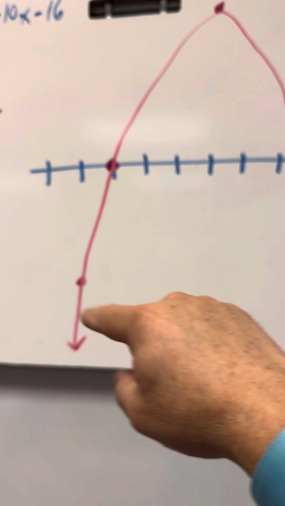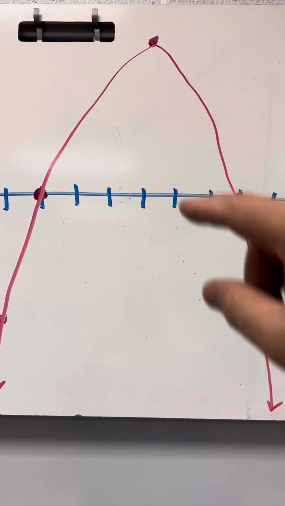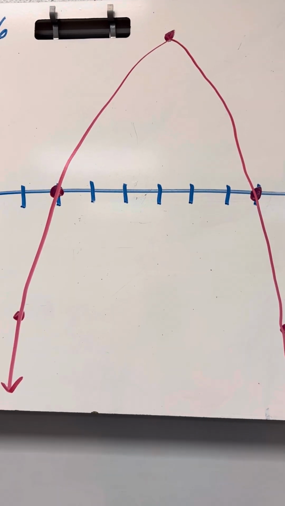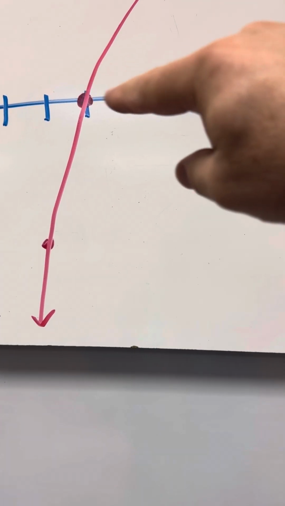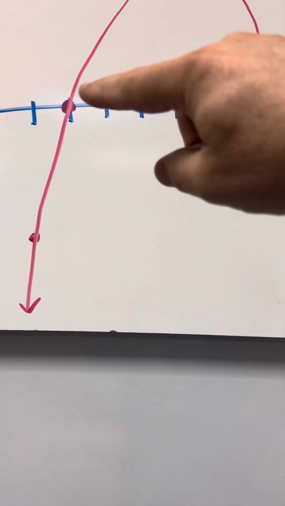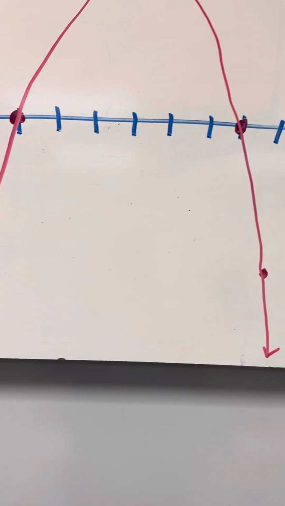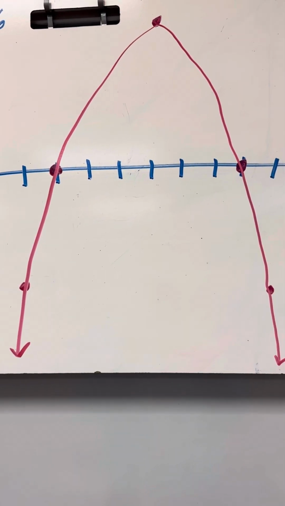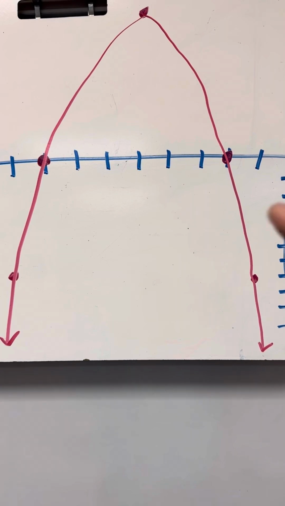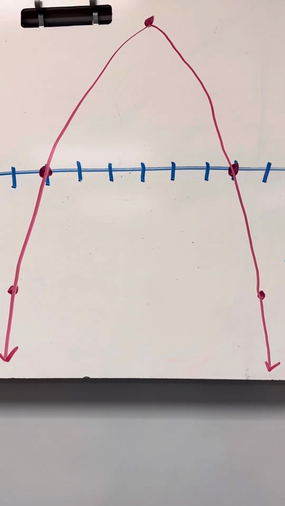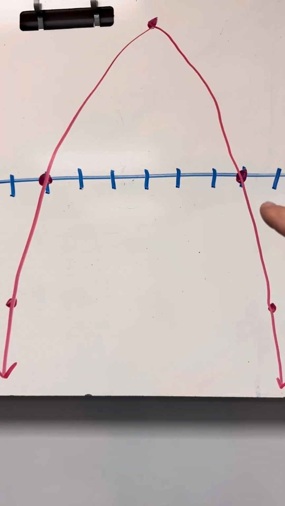If I put in negative 5, that's going to give me 9, okay? That'll be what's called my vertex. And then since I used negative 8 and negative 2, I'm going to do negative 1 and negative 9. Whatever I get for negative 9, I'll get the same thing for negative 1. Always, that's the case. Okay? So negative 9 gives me negative 7, and negative 1 gives me negative 7. My axis of symmetry will be x equals negative 5, and my roots are negative 8, 0 and negative 2, 0.